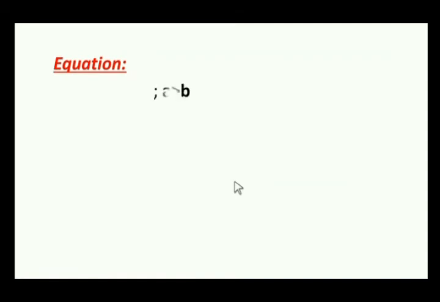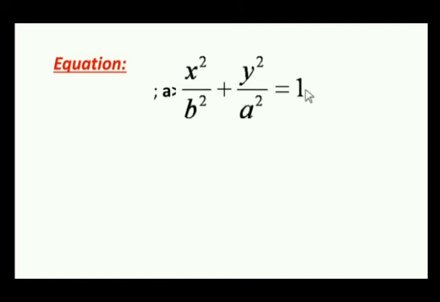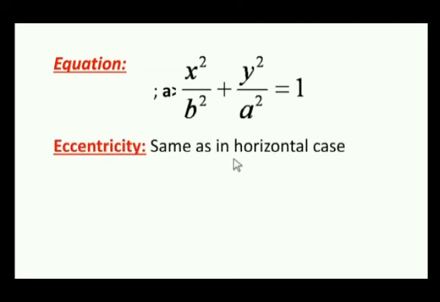Equation. Again, a is greater than b. The equation will be x square by b square plus y square by a square equal to 1. So this will be the equation of the vertical ellipse. Eccentricity is the same as in the horizontal ellipse. Look at this: the square root of a square minus b square, divided by a.